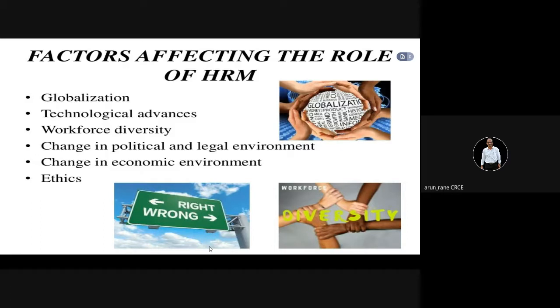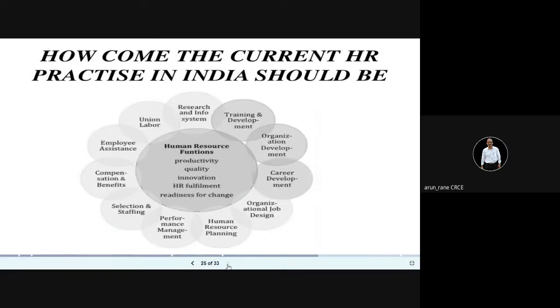Technological advances. He was the only one who encouraged and promoted computerization, workforce diversity, change in political and legal environment, change in economic environment. Workforce diversity: there was regional politics, and still it is there. They don't allow people or laborers from other states or other areas. Some unions, some kind of dadagiri. That is not good for a company. It has to be a cosmopolitan culture. Of course, now the union's role is deteriorating.